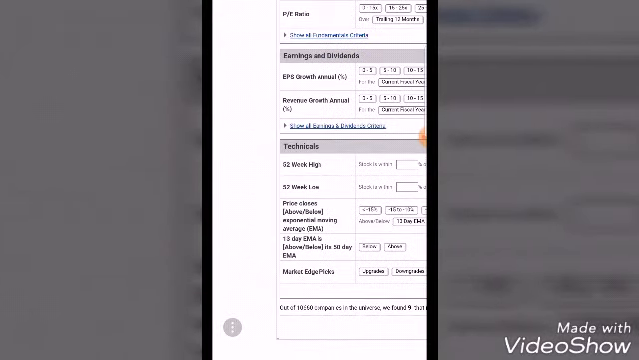Earnings and dividends, I'm not going to select anything under that for right now. And then technicals, 52-week high, 52-week low, I did not select anything for any of those. And with me not selecting anything, I actually got 9 results that came back. So I'm going to hit view results, and we're going to see what they're showing.